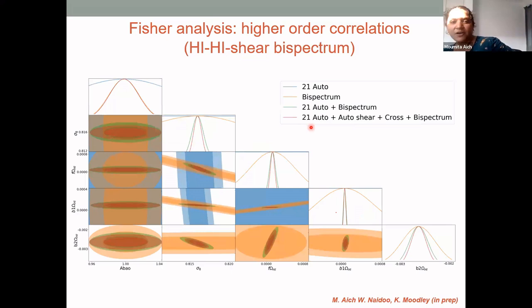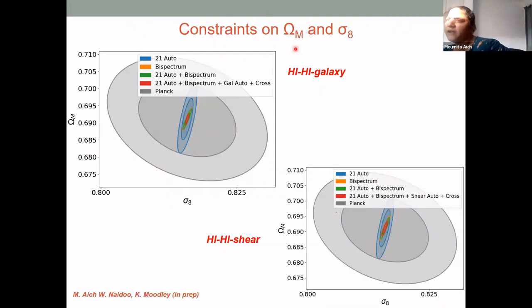And the same you can do for shear. I'm not going to explain this, as it is very similar to the galaxy. Then you have the different parameters, omega matter and sigma 8. Again, the different probes you have: the autos, the bispectrum, the auto plus bispectrum, and all the different probes, the auto, bispectrum, cross power spectrum, and the galaxy auto. And then you have Planck in the gray contour. As you can see, the red contours are much tighter compared to any of them. Similarly, you have a similar plot for the shear 21 21 bispectrum.